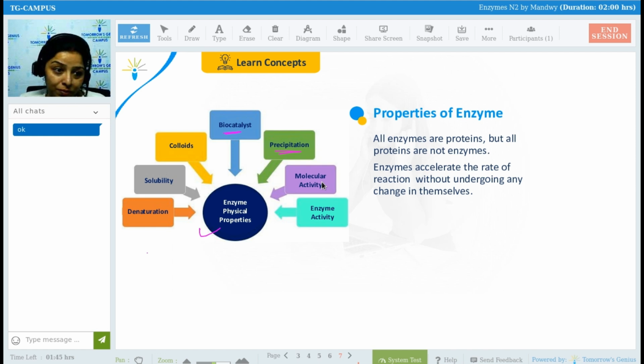Enzyme precipitation. Whatever acidic or alkaline solution you mix with the enzyme will make the enzyme precipitate. Precipitation means it gets condensed. And what is the literal meaning of precipitation? It settles down in the water, ma'am.